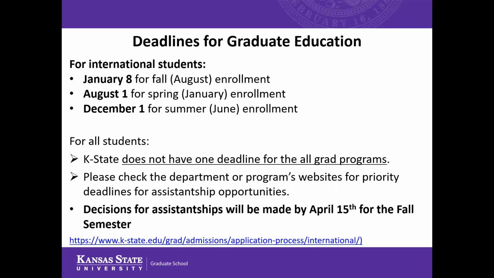Deadlines for graduate education. For international students, January 8th is the deadline for fall enrollment. August 1st is the deadline for spring enrollment, and December 1st is the deadline for summer enrollment. For all students here domestic, K-State does not have one deadline for all grad programs. Please check the department's program website for priority deadlines for assistantship opportunities. Decisions for assistantships will be made by April 15th for the fall semester.